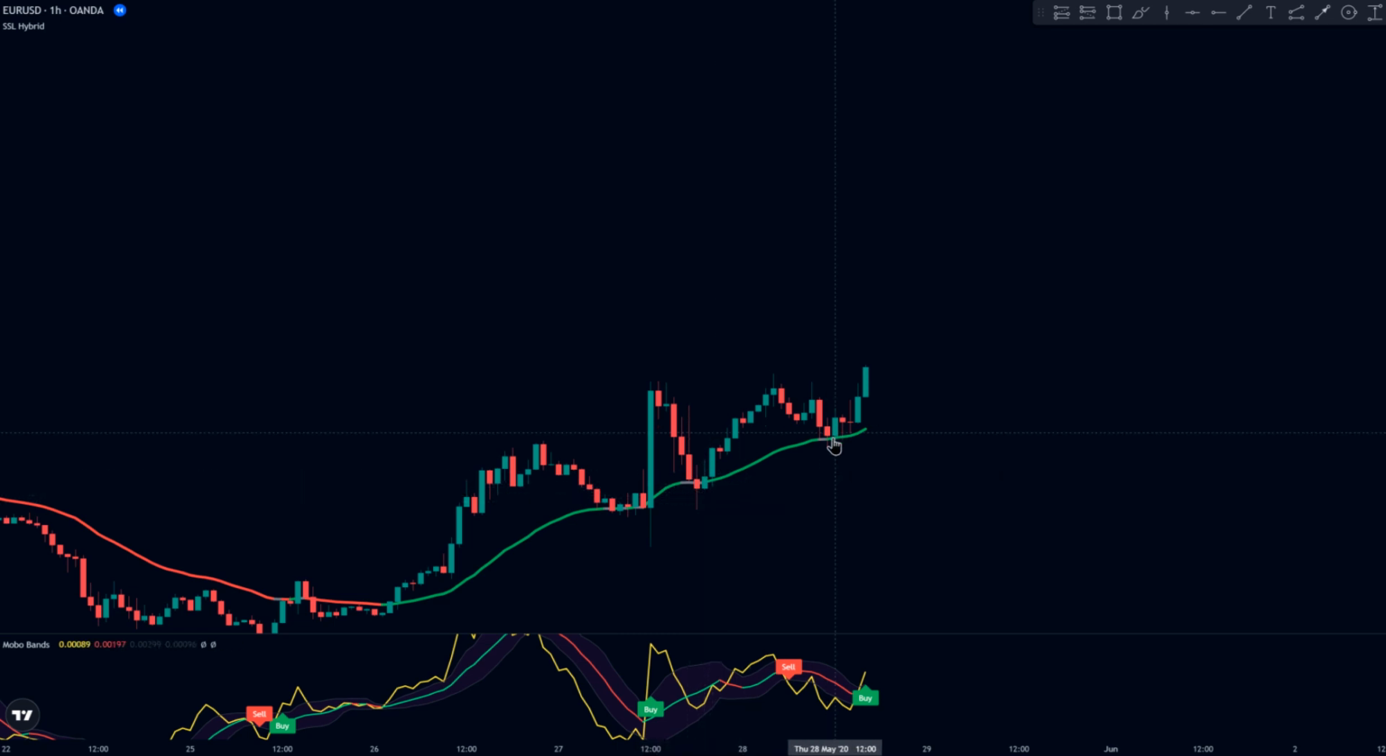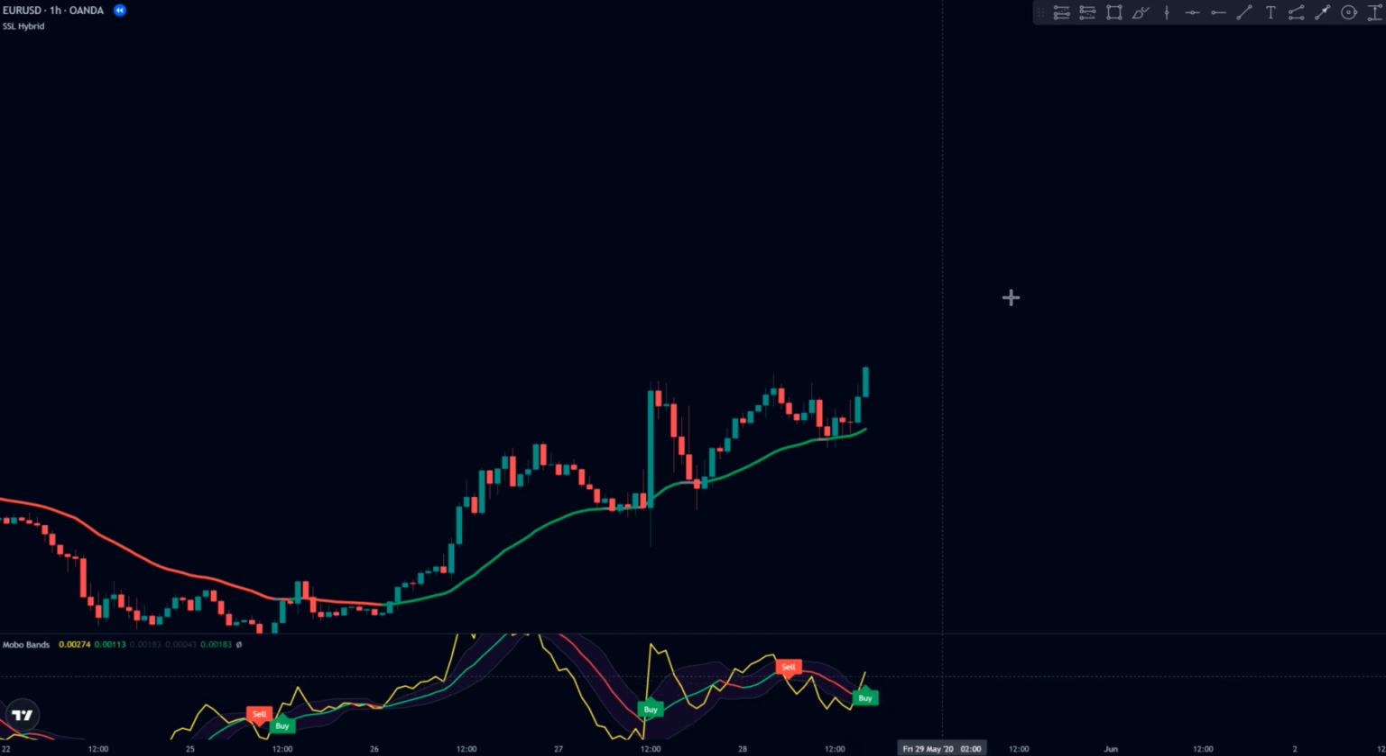After the pullback, we want the next signal on the Mobo bands indicator to be a buy signal. This basically indicates that the market is having a momentum breakout above the Bollinger Bands and therefore a higher probability of an upward move. If the next signal after the pullback happens to be a sell signal, we will have to skip that setup altogether.